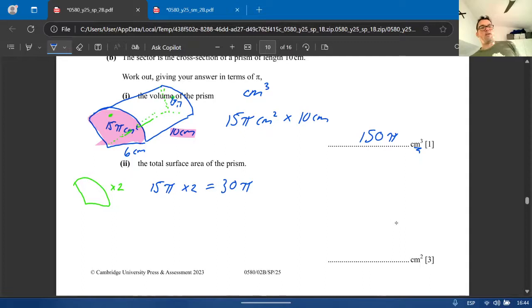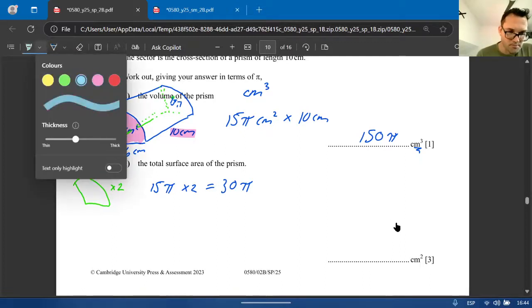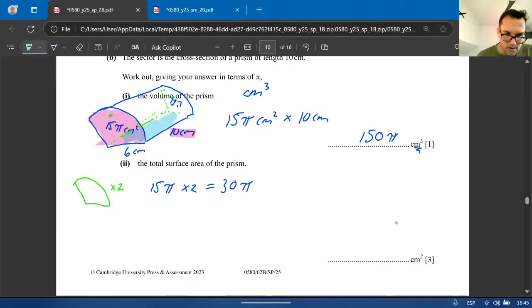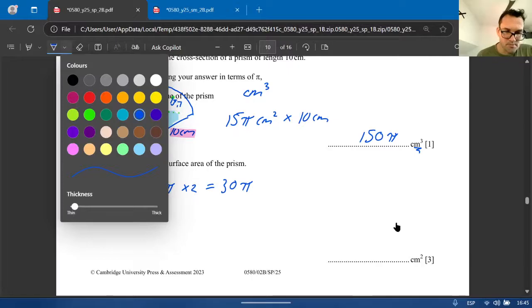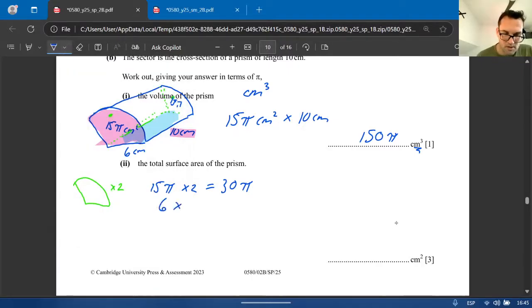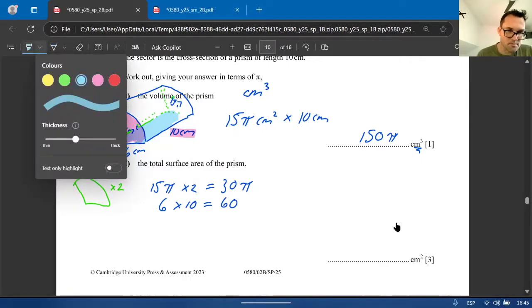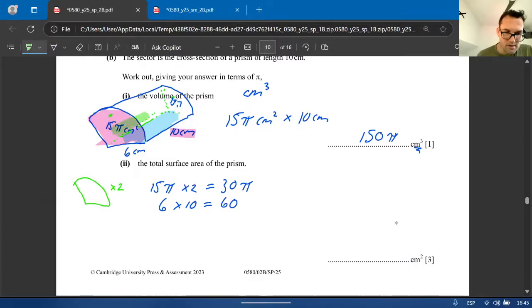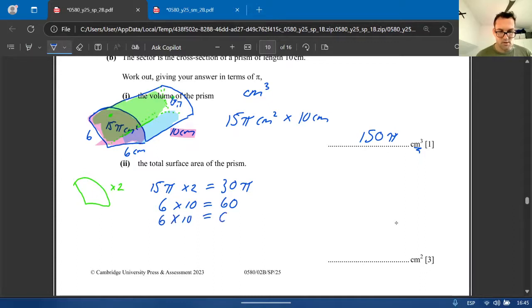Okay. Then there are a few rectangles. There's the bottom rectangle here. Can you see that? Which is a rectangle which is 6 by 10. So that will be 6 times 10, which is just 60. Then there's the side rectangle here, on that side there. Again, the radius there is 6, so again it's 6 times 10, which is 60. So those are the two rectangles, and they're both 6 by 10.